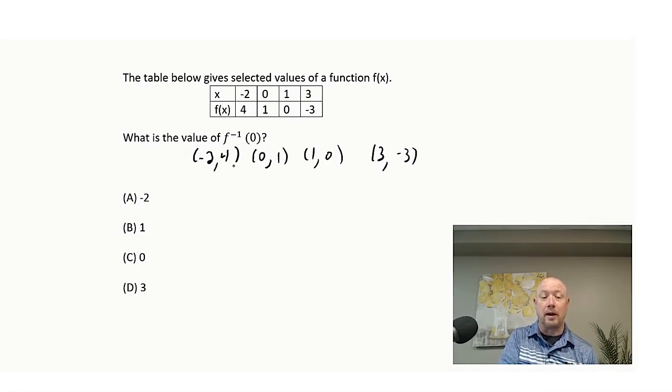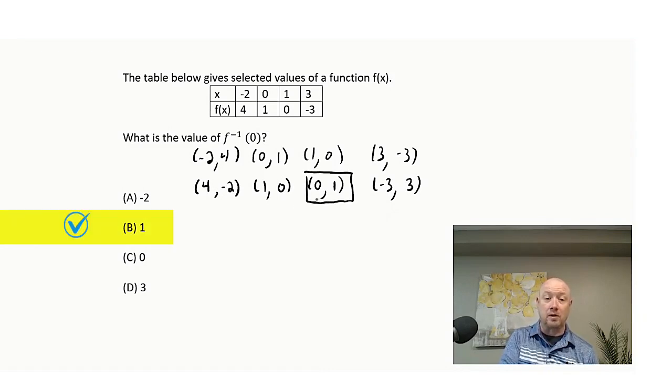So x is our input and f of x is our output. Well, when we have our inverse function, that just reverses. So that means we reverse the coordinates. So 4 maps to -2 in f inverse, 1 maps to 0 in f inverse, 0 maps to 1, and -3 maps to 3. So what we're looking for here is f inverse 0, so 0 maps to 1. So f inverse 0 would have to come out equal to the value of 1.